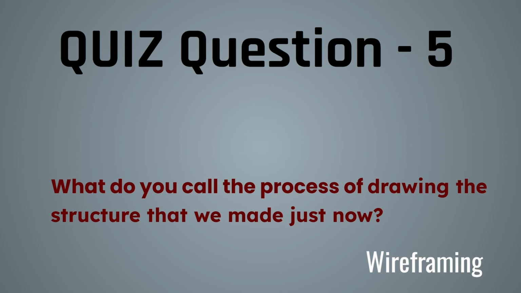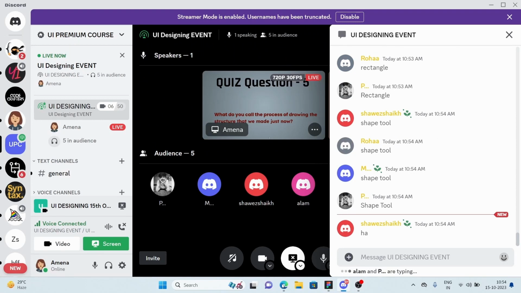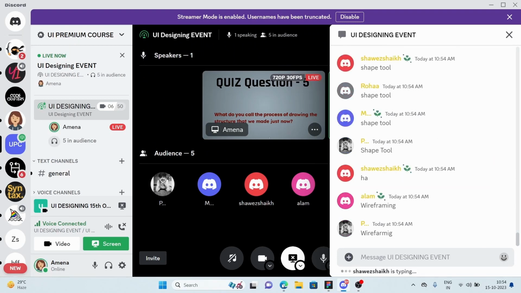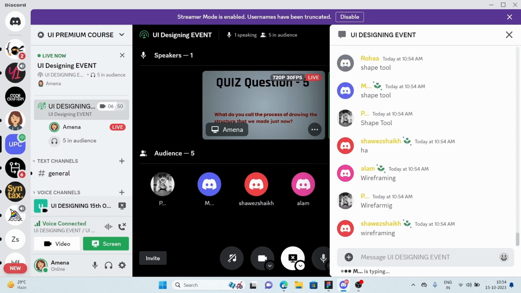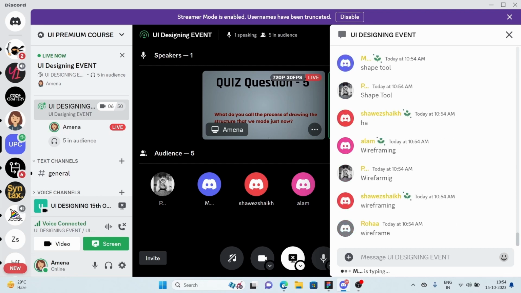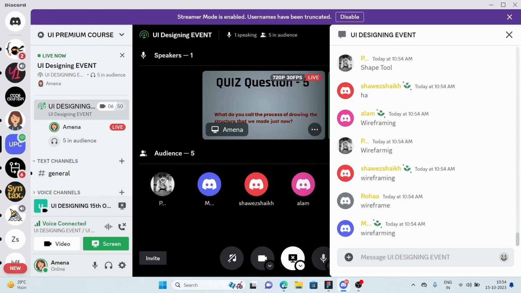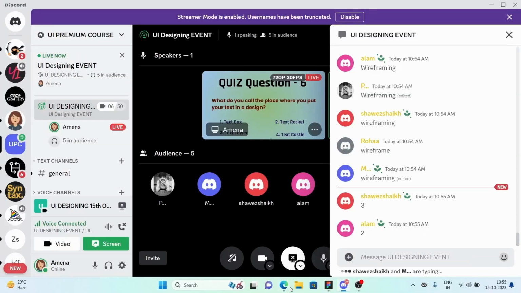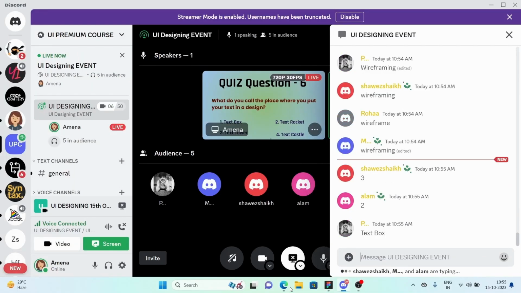What do you call the process of drawing a structure that we made just now? Let's see. What do you call the process of drawing the structure that we made just now? The first person who answered is Alam. Very nice. Question number 6, what do you call the place where you put your text in a design?